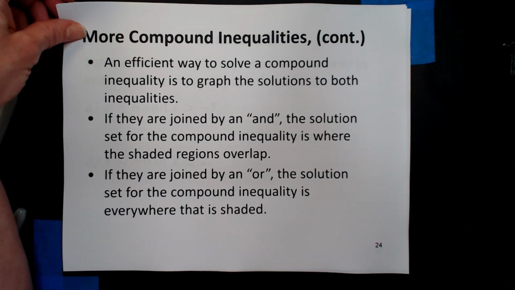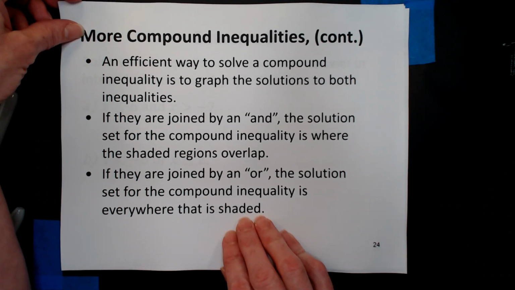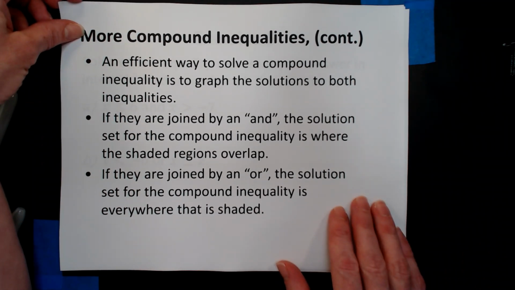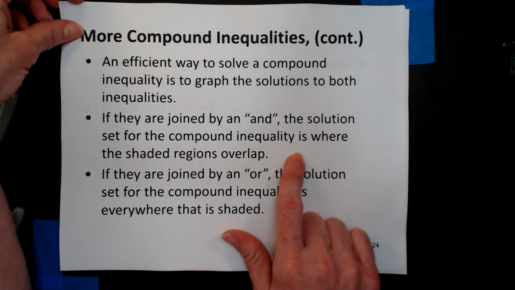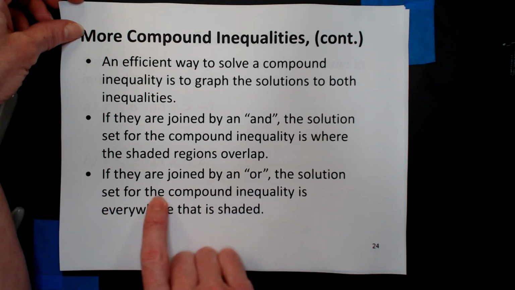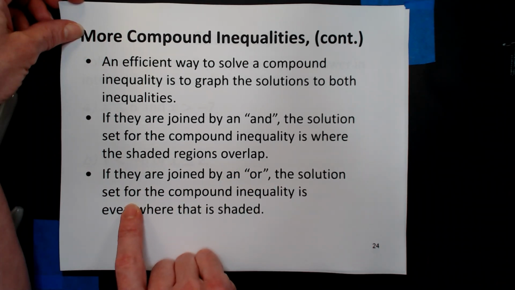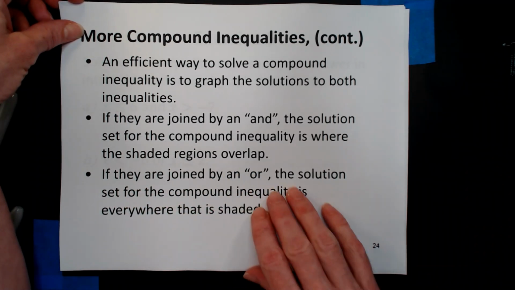An efficient way to solve a compound inequality is to graph the solutions to both inequalities. If they are joined by an AND, the solution set for the compound inequality is where the shaded regions overlap. If they are joined by an OR, the solution set for the compound inequality is everywhere that is shaded.